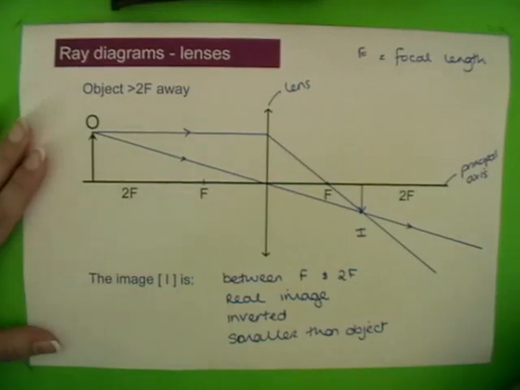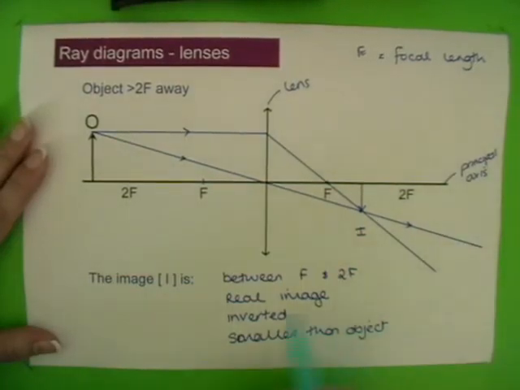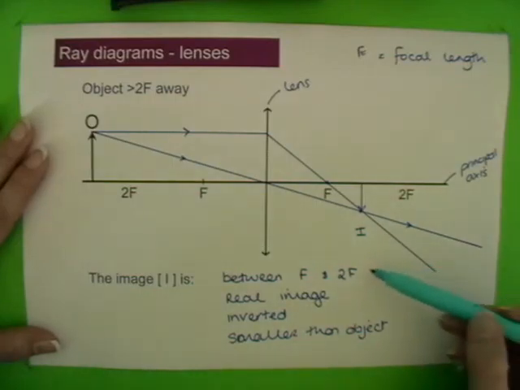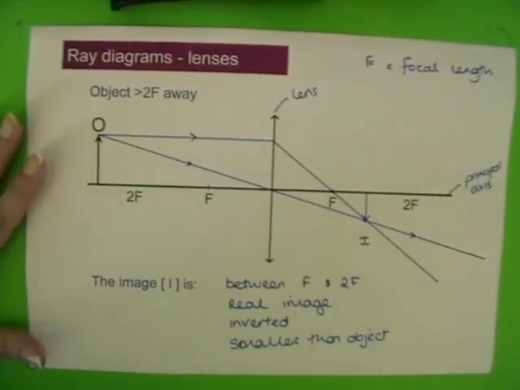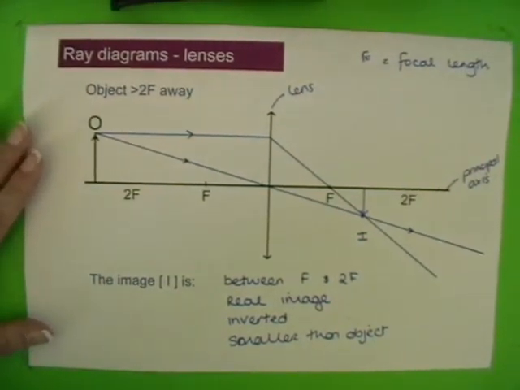For each of these scenarios, we have 4 statements to make. One relates to the position of the image, one relates to its nature, whether it's real or virtual, one relates to whether it's upright or inverted, and the other relates to the size. So there are always 4 points to make as a conclusion to each of these diagrams. Position, nature, whether it's upright or inverted, and its size. Moving on then to where the object is between 2F and F.